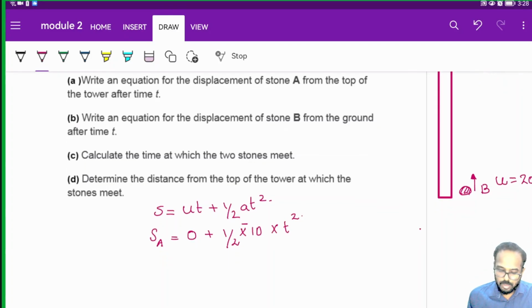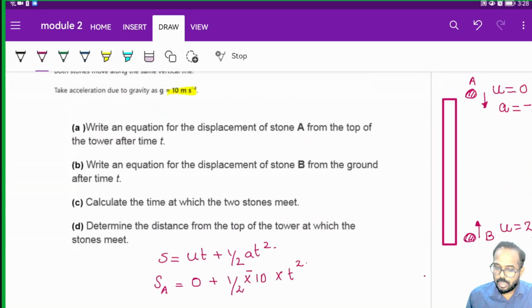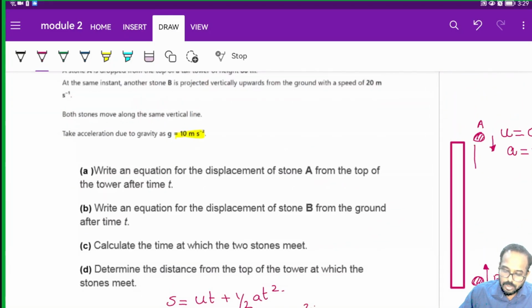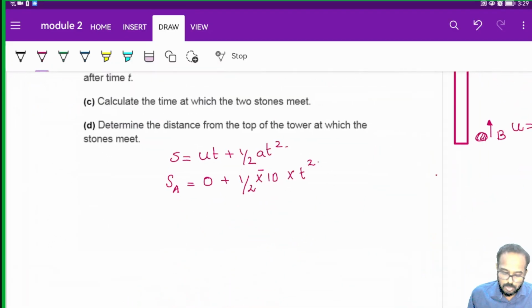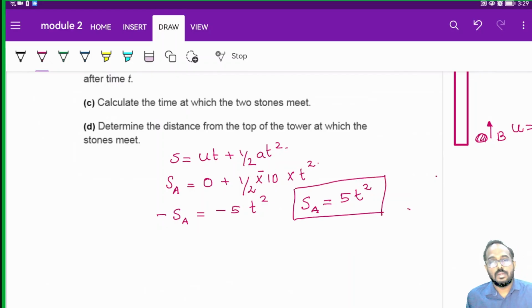Got it? Now look at this, this is the displacement, right? Displacement of A. In which direction is it happening? Displacement is happening downward. You have taken that as negative. So this displacement will also be negative. Minus SA equal to minus 5t square. So the displacement of stone A at any time will be equal to 5 times t square. So this is the expression. Got it? This is the equation. This is the first part.